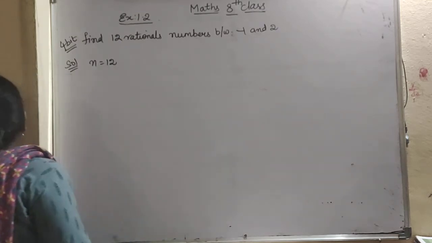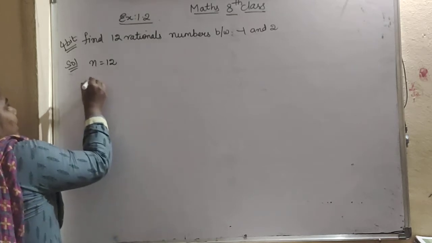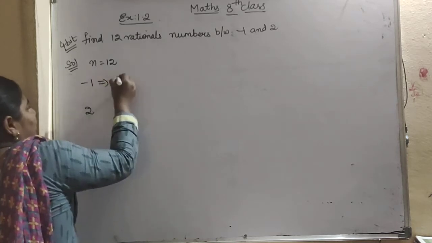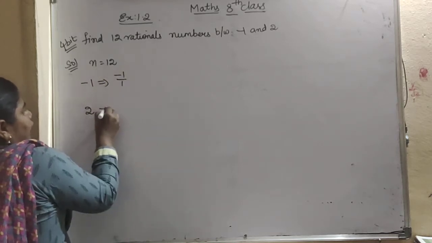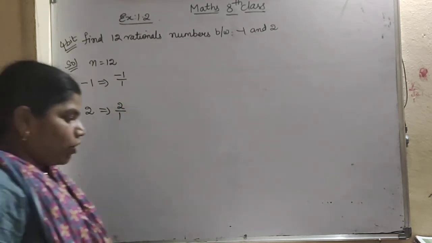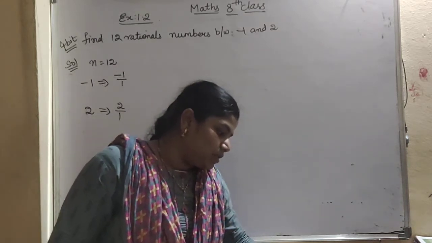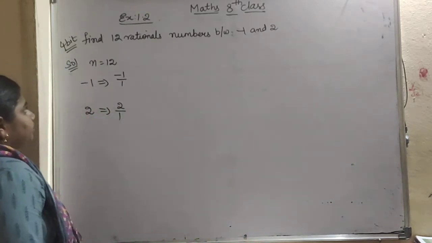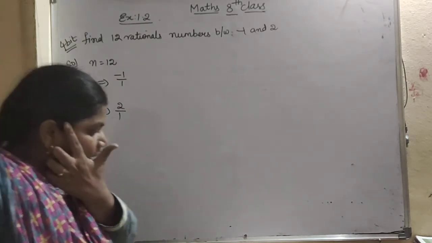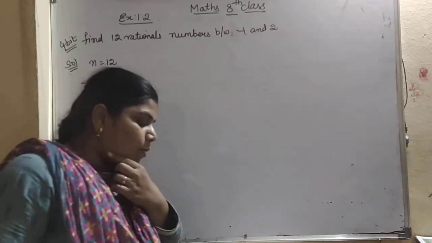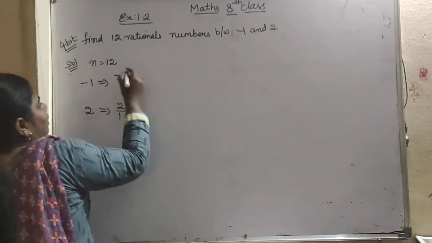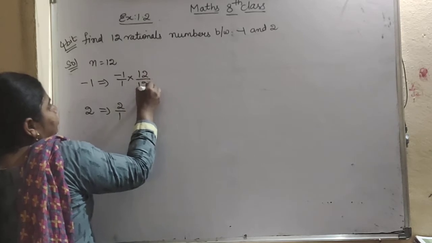So in between which numbers we want? That is minus 1 and 2. So minus 1 I am writing here, 2 I am writing here. Okay, so this minus 1 can be written in the form of -1 by 1 and 2 also can be written in the form of 2 by 1. So what we have to do for finding 12 rational numbers? We have to take the LCM here. So what is a common value? Here how many rational numbers we want? 12 rational numbers we want. So this 12 we are multiplying in numerator and denominator.